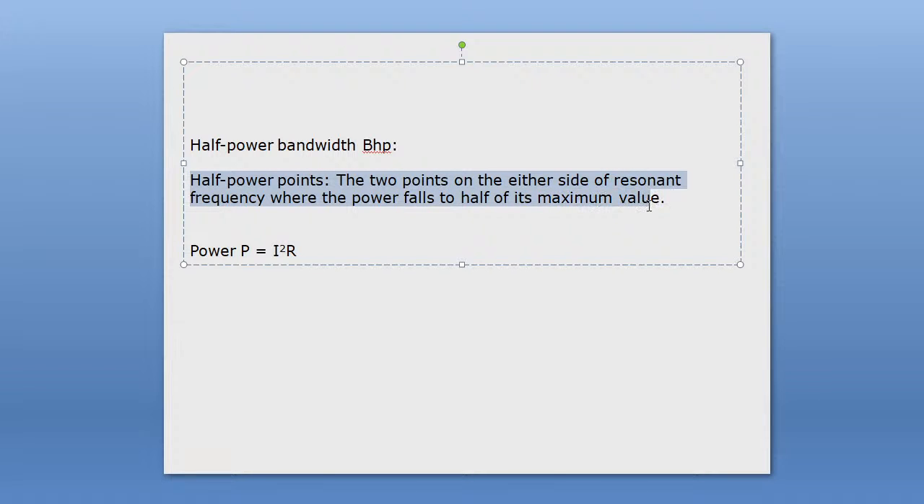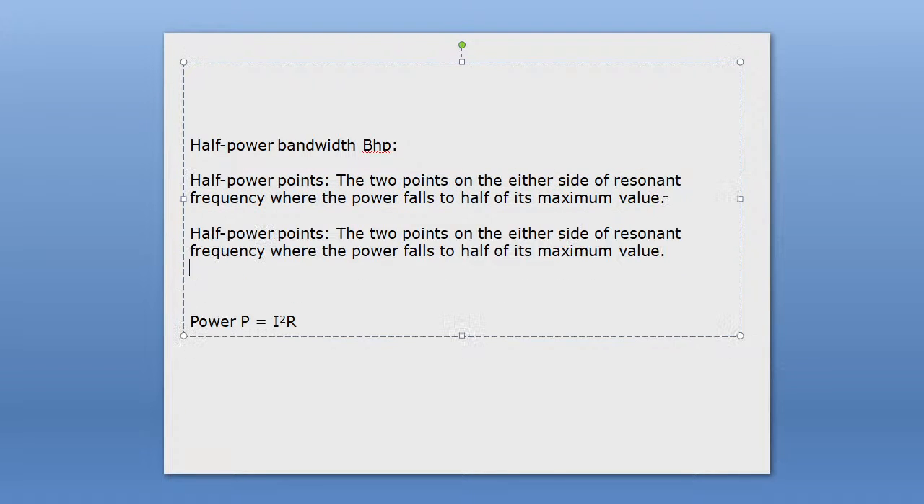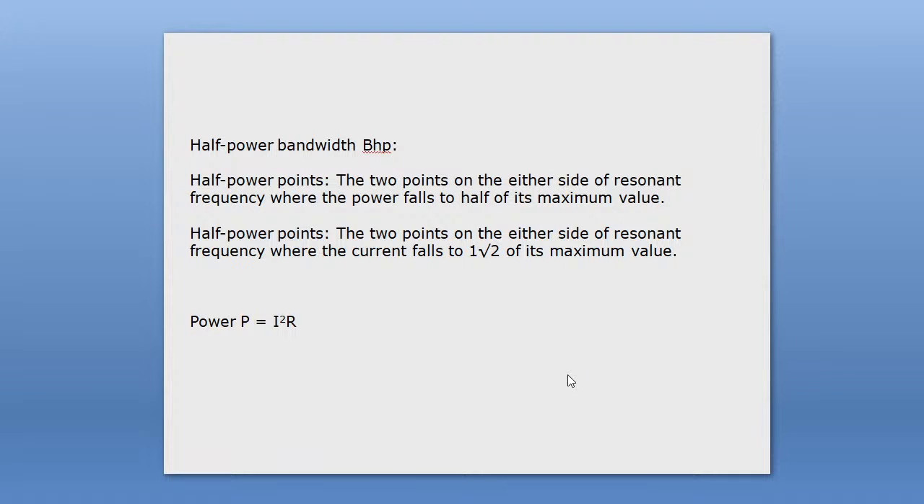Let me write it again. You can write in terms of current or voltage, no problem: 1 by root 2 of its maximum value. Okay, any doubt? No.